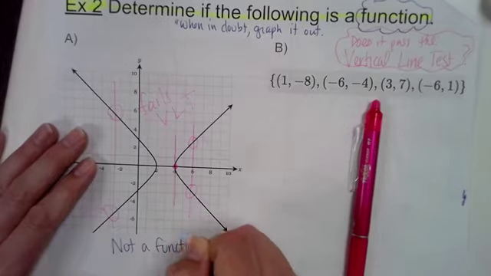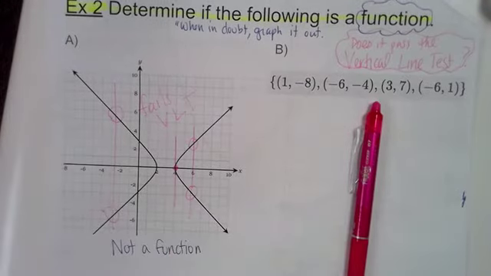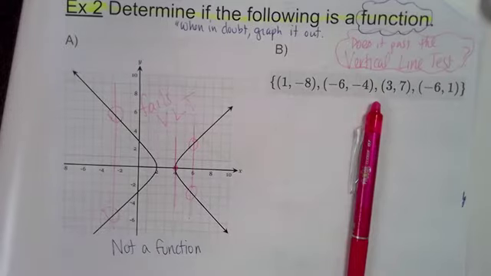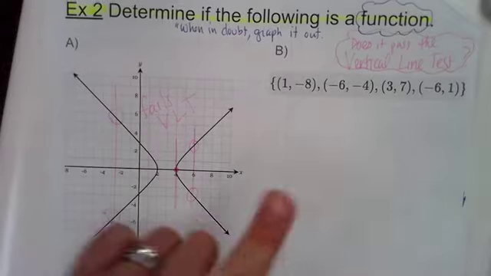So to pass the vertical line test, it can only hit once everywhere on the graph. It can only intersect your curve one time. All right, so if your vertical line intersects your curve one time, it passes the vertical line test. So let's see what happens here.